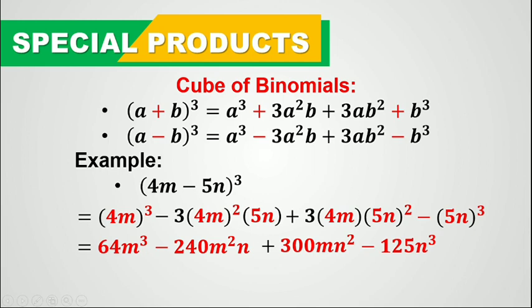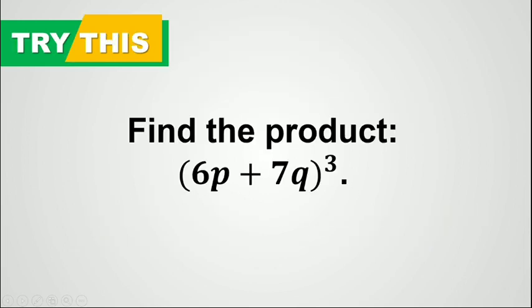Alright? So this time, I want you to try this one. Try to find the product when you cube this binomial, 6p plus 7q. And then you may comment your answer in the comment section below.